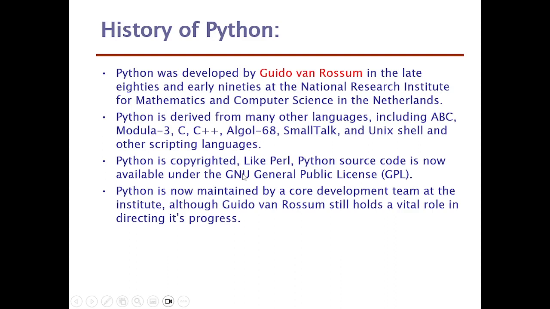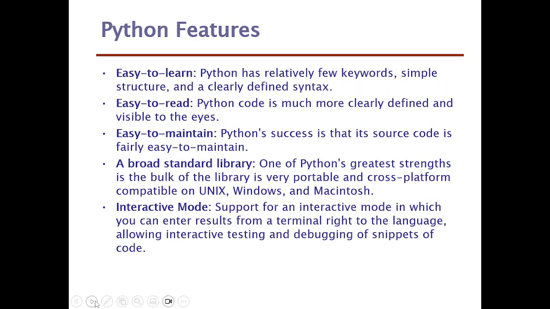So Python is copyrighted. Like Perl, Python source code is now available under the GNU General Public License, GPL. So it is now having the copyright, but still it is a free source program. Python is now maintained by a core development team at the institute, although Guido van Rossum still holds a vital role in directing its progress. So still the inventor has the vital role in directing the processes of Python.